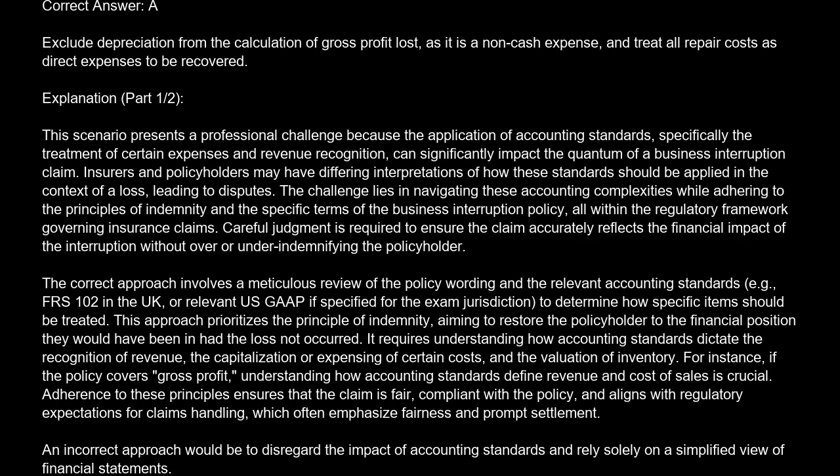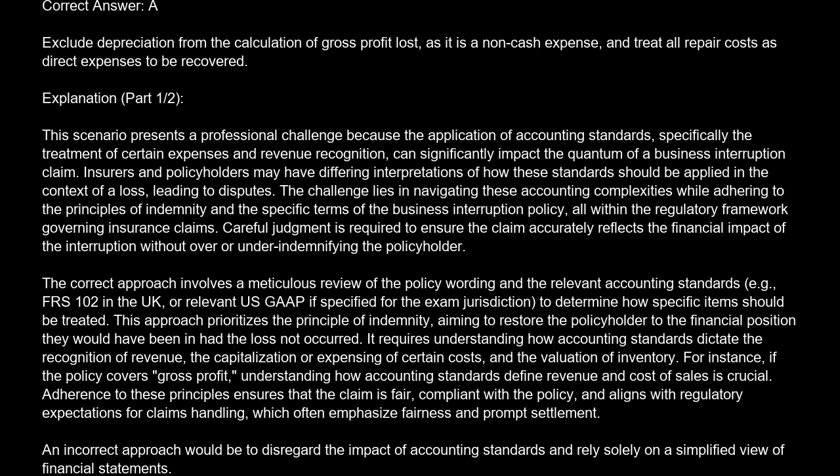Correct answer is A. Exclude depreciation from the calculation of gross profit lost, as it is a non-cash expense, and treat all repair costs as direct expenses to be recovered. Explanation. This scenario presents a professional challenge because the application of accounting standards, specifically the treatment of certain expenses and revenue recognition, can significantly impact the quantum of a business interruption claim.